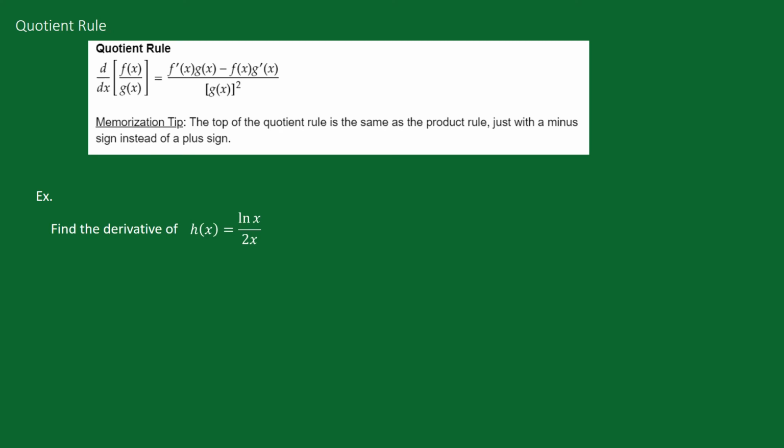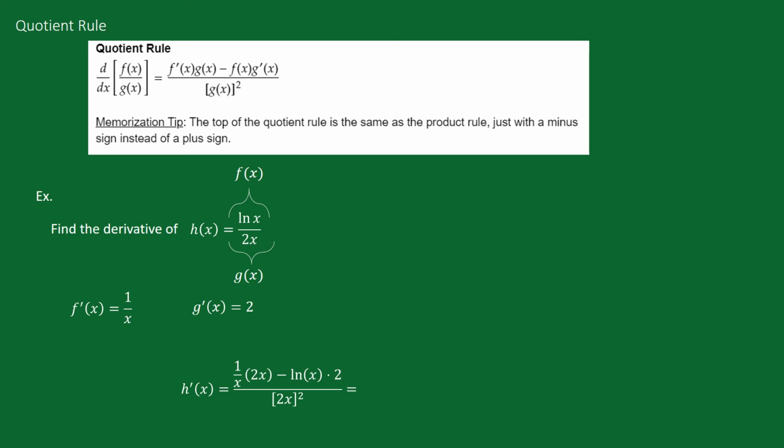Let's find the derivative of h of x equals natural log of x over 2x. So I'm going to say that the natural log of x is f of x, and 2x is g of x. So our f prime of x is going to be 1 over x using our logarithm rules, and g prime of x is going to be 2. So putting it all together, we get f prime of x, which is 1 over x, times g of x, which is 2x, minus the natural log of x, which is our f of x, times g prime of x, which is 2, all over g of x squared, which is 2x squared.